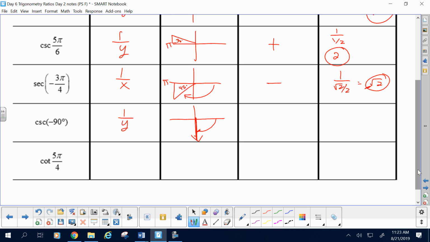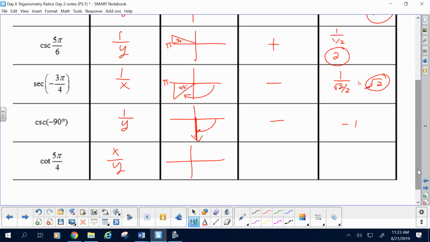Okay. What is the y sign there? Negative. And what is the y value there? 1. And it's 1. Do you agree? So what do we get? Negative 1. All right. Last one, cotangent. Cotangent is the reciprocal of tangent. And tangent is y over x, so cotangent is x over y.